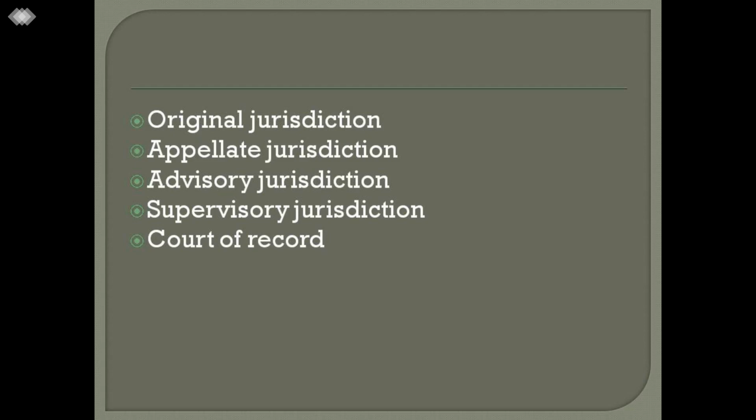Advisory jurisdiction: a court exercises advisory jurisdiction when it gives advice on matters relating to the Constitution. Supervisory jurisdiction: a court exercises supervisory jurisdiction when it watches over the working of lower courts. Court of record: a court acts as a court of record when it keeps records of all its decisions for lower courts to refer to in similar cases.